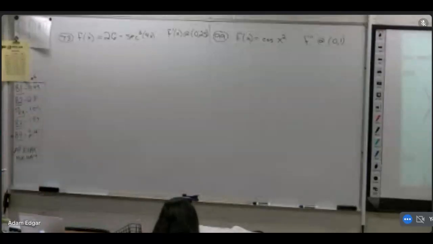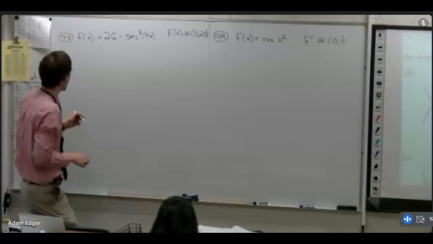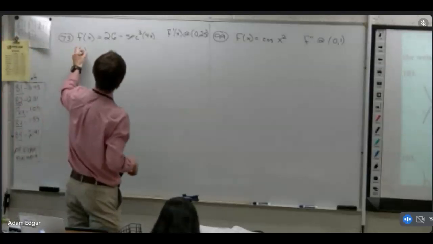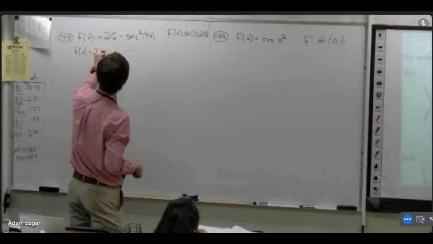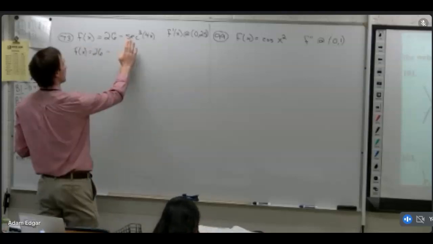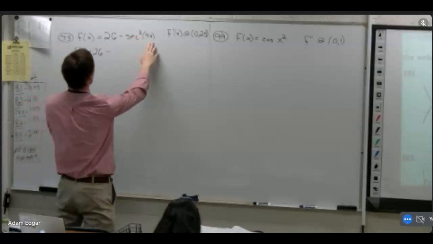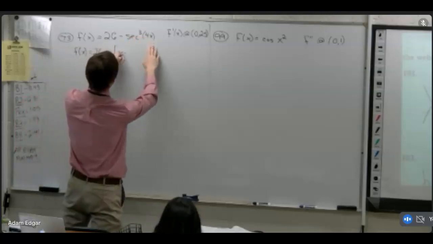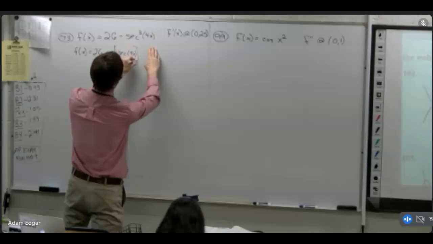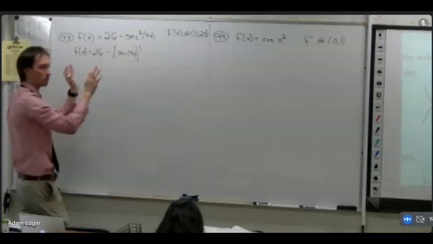What do you need to do first? Rewrite it, in a way that makes things a little more clear about ins and outs. Instead of writing it as secant cubed of 4x, write secant of 4x all cubed. And then it's a little more clear who's in and who's out.